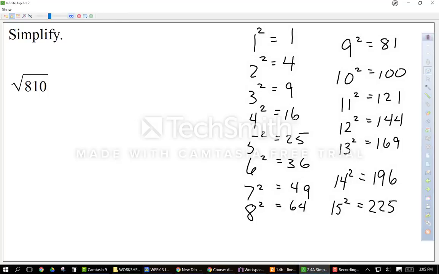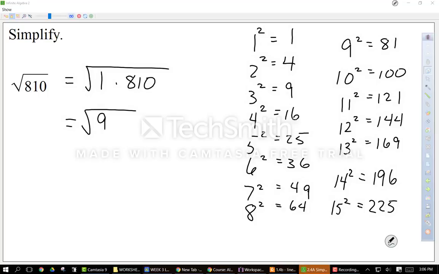Let's look at this last and final problem for simplifying square roots using perfect squares. 810 square rooted. Let's find the biggest perfect square that goes into it. So let's start here. Square root of 1 times 810, right? 1 can always go into it. Maybe that works, maybe it doesn't. Well, it all depends. Let's look at the next one. Can 4 go into 810? It cannot, okay? So again, use your calculator to identify which ones can go into it. Can 9 go into 810? Yes, it can. 9 times 90 is 810.